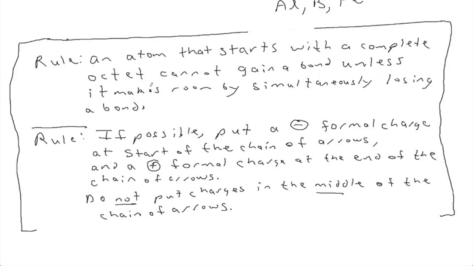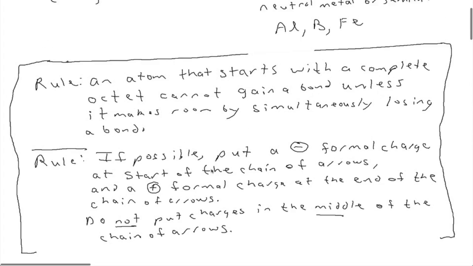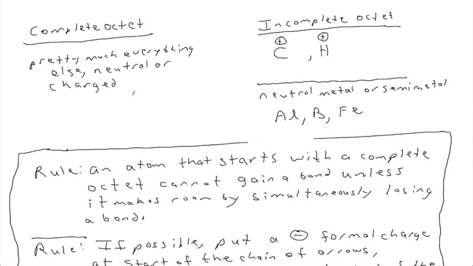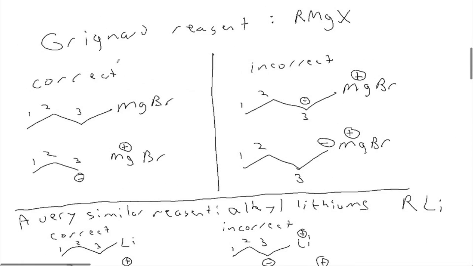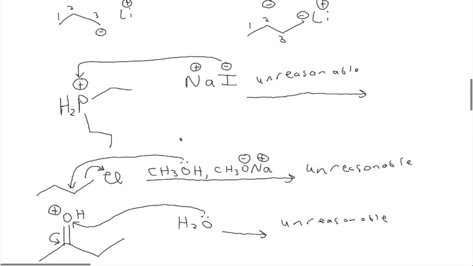Here are the two rules for evaluating whether arrows were reasonable. Don't break the octet rule, and put negative at the beginning, positive at the end. Don't put charges in the middle. Remember, we saw it's pretty easy to tell whether something has an incomplete octet, because these are basically the only things that don't have complete octets. That was a review from the previous session. We learned some new stuff about how to interpret Grignard reagents here, and alkyl lithiums.